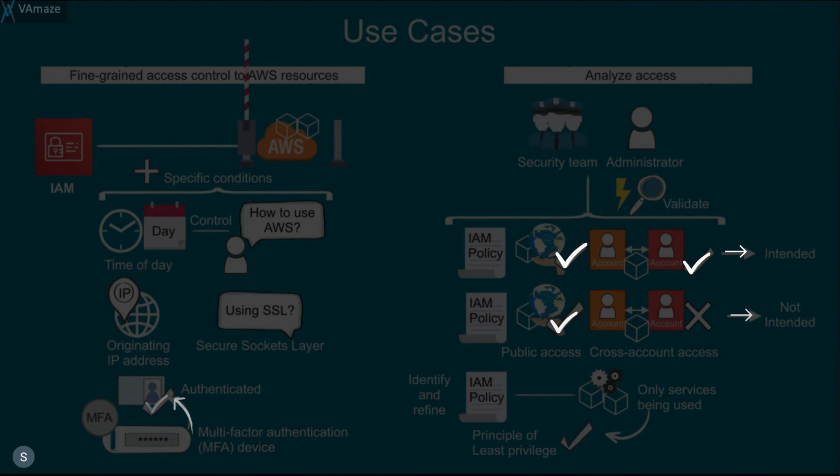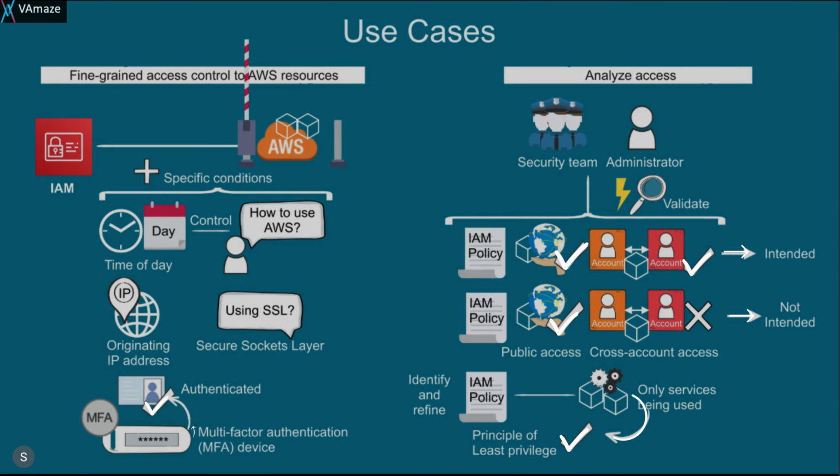Here are the common use cases. IAM provides fine-grained access control to AWS resources. IAM also enables you to add specific conditions, such as time of day, to control how a user can use AWS, their originating IP address, whether they are using SSL, or whether they have authenticated with a multi-factor authentication device, or MFA.